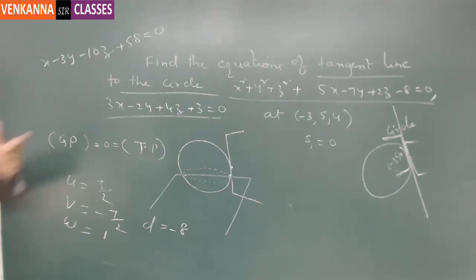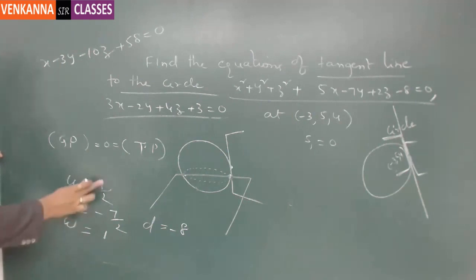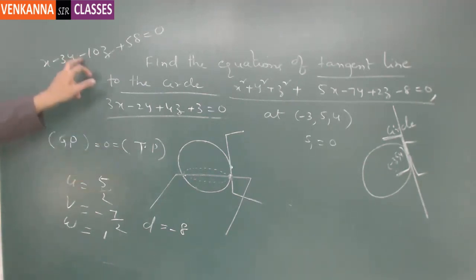Please check by using the formula S1 equal to 0. Are you getting this plane equation, the tangent plane? Please give confirmation. I have given the values already. u is nothing but 5 by 2. If you write the two plane equations together, one is the given plane and another is the tangent plane, you have written the tangent line equation. In particular, if you want to write it in symmetrical form, how do you write?